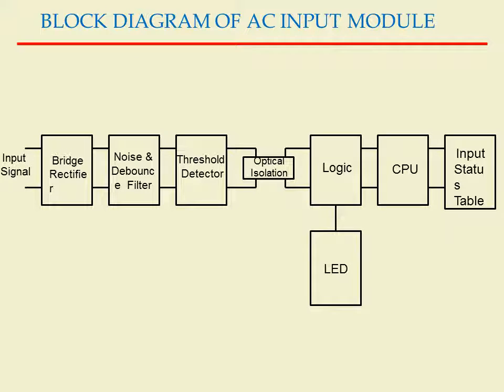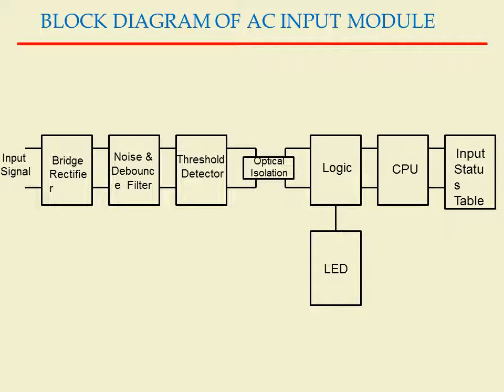So here is the block diagram of the AC input module. As we know, the PLC is a digital device. It processes the inputs digitally, so we have to convert the AC input signal into DC signal. The block diagram contains bridge rectifier, noise and debounce filter, threshold detector, optical isolation, then logic circuitry, LED connected to that, then CPU and input status table.